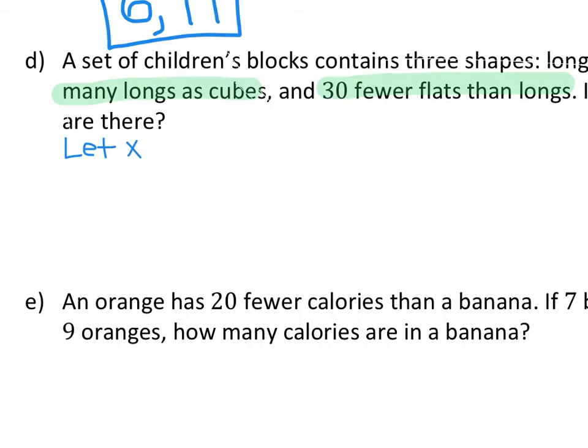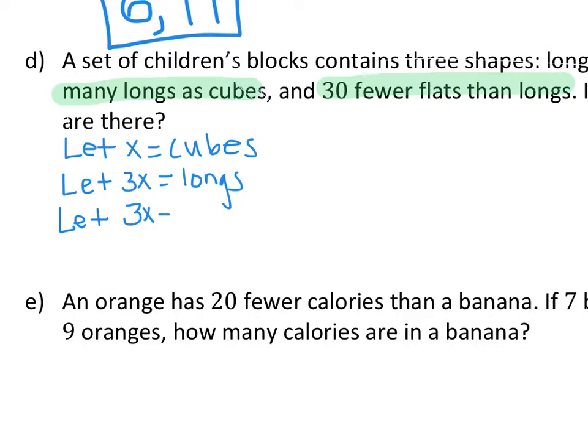Let x equal cubes. I know the longs are 3 times that, so let 3 times x equal the longs. And there are 30 fewer flats than longs. So we take our longs, which is 3x, and subtract 30 from it to get our flats.